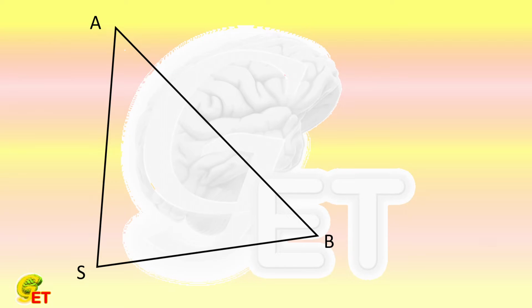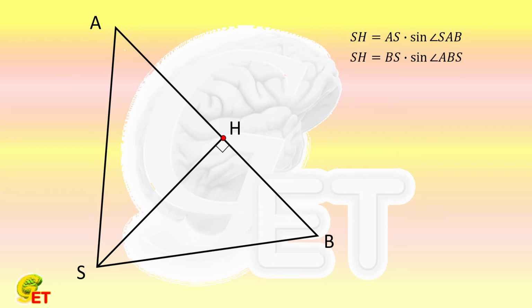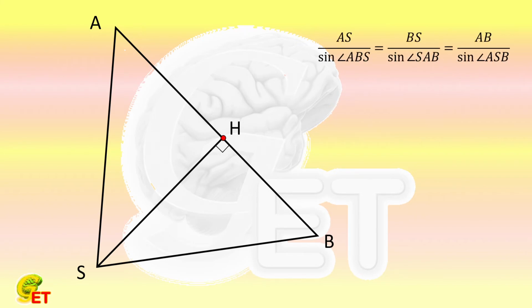This time, we plot the altitude SH on the side AB. In the right triangle ASH, we have that SH is equal to AS times sine SAB. Similarly, in the right triangle BSH, SH is equal to BS times the sine ABS. Therefore, the ratio of AS to sine ABS is equal to the ratio of BS to sine SAB. If we plot the altitudes on the other sides, we will get in the same way that they are also equal to the ratio of AB to sine ASB. And what is exactly the ratio?